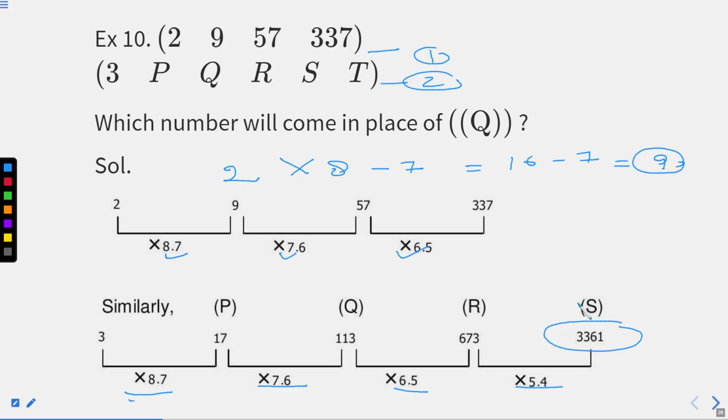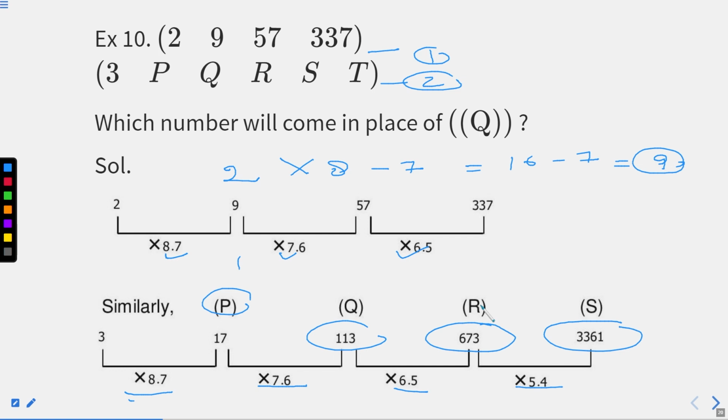I hope everybody is able to understand. Although we are finding the value of each and every term here, that is P, Q, R, S and T. So P comes out to be 17, Q comes out to be 113, R comes out to be 673. Now the major agenda of this question is the combination of two different series. Here we are multiplying one value and subtracting a value lesser than that. That is multiplied by 8, then minus 7, multiplied by 7, minus 6. So we are supposed to follow the same sequence throughout the series. I hope this question is clear.